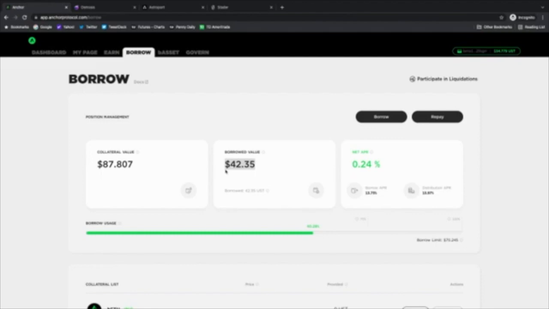So we're going to do a looping strategy right now. Okay. So the basic 101 was take this 42.35 and put it back into Earn.